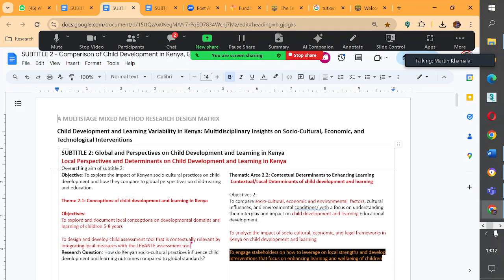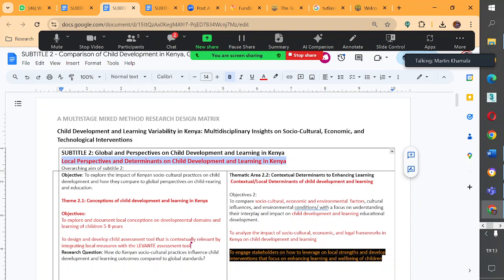We have the second area, which I'm again just going through for summary purposes. This one, again, I'll highlight the red area. This is the thematic area for the second area. It's looking at local perspectives and determinants of child development and learning in Kenya.